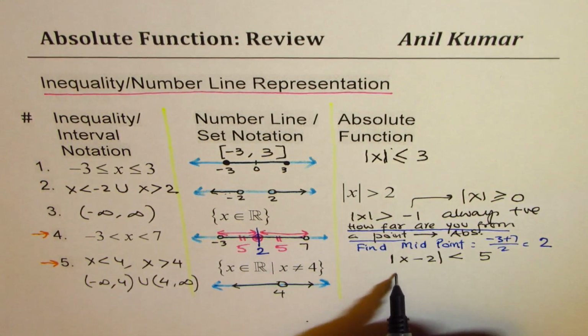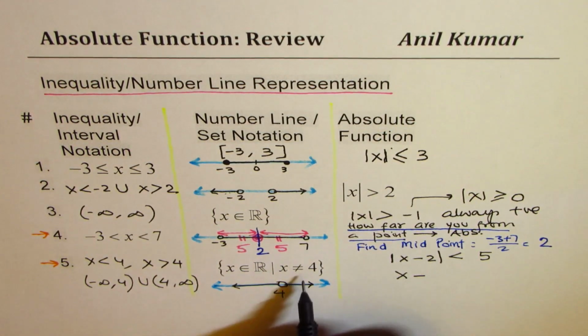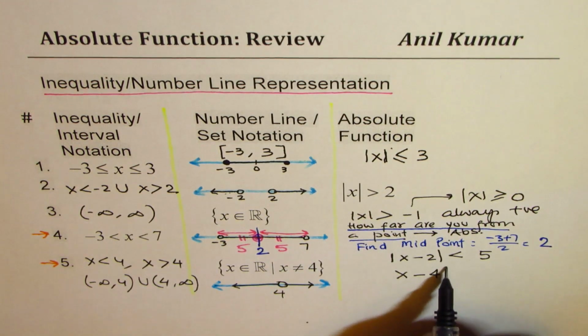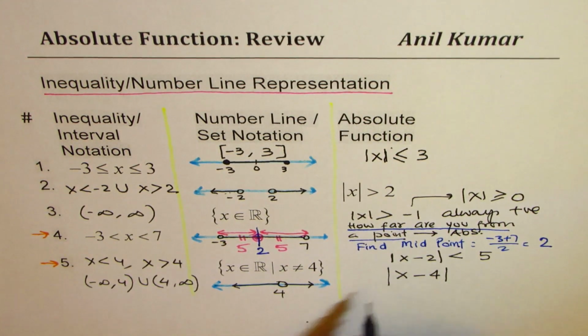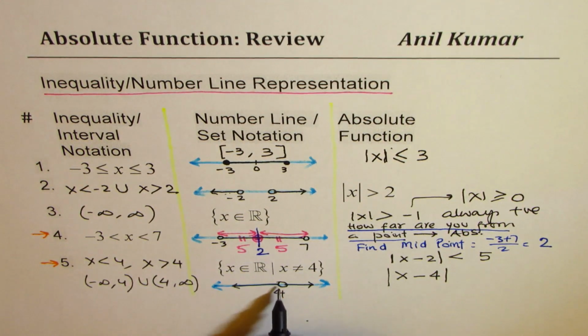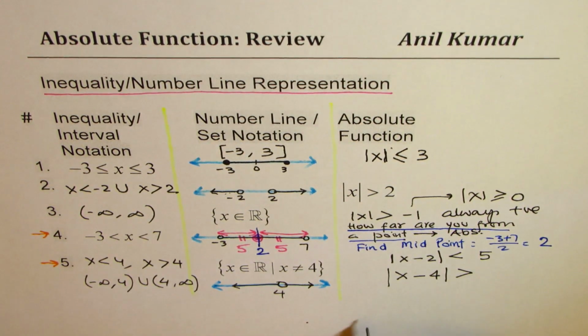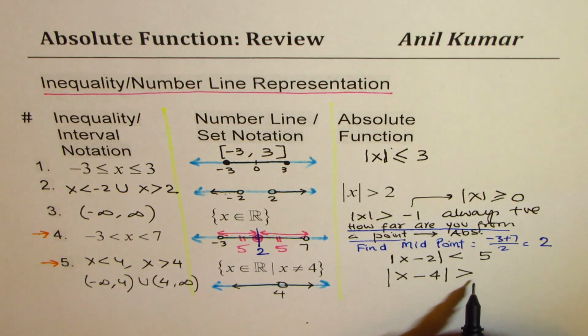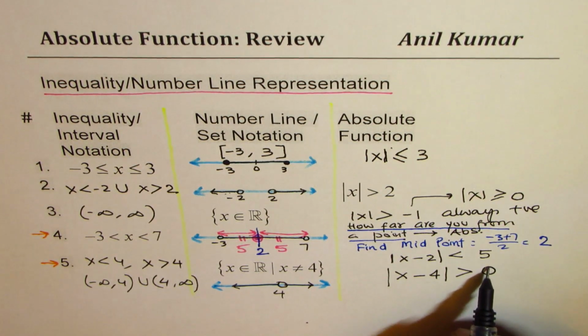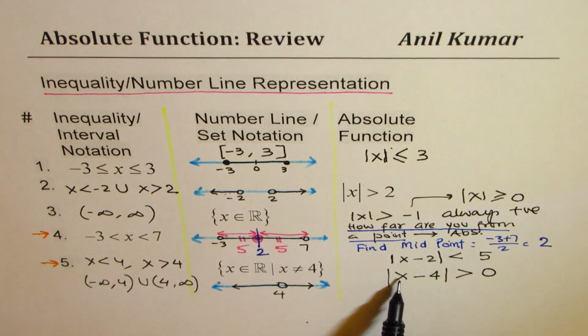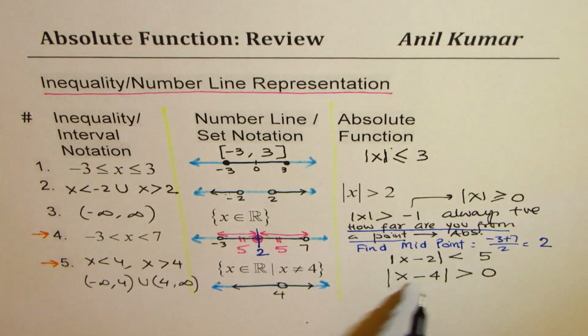Now let's get back to this concept, get to 4. To get to 4, I have to translate 4 units to the right, correct? And if I say all values except 4, then I could say this is greater than 0. So if I write 4 here, it gives me 0. So 4 is not a solution of this particular inequality in terms of absolute function.